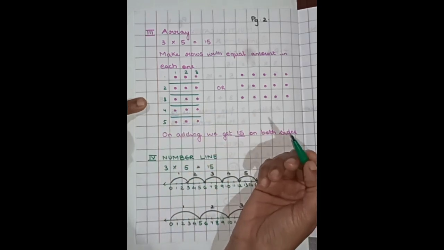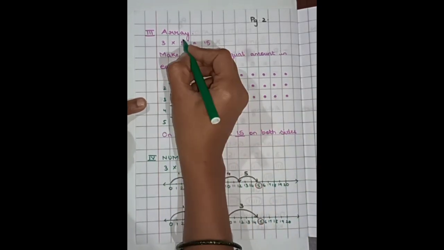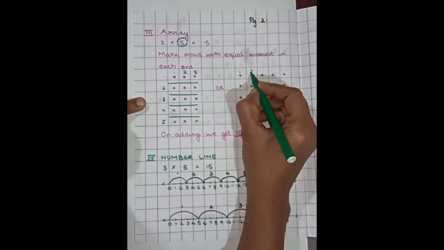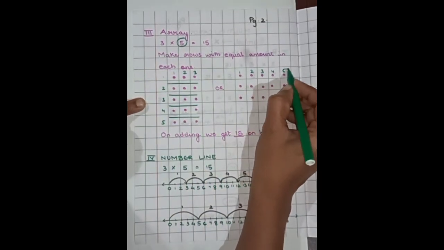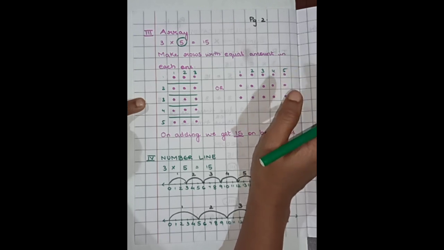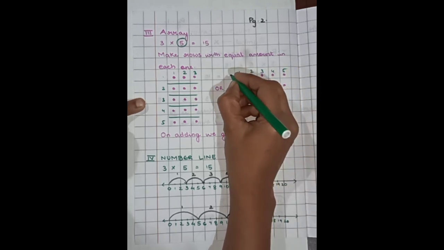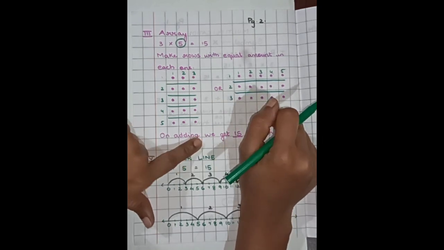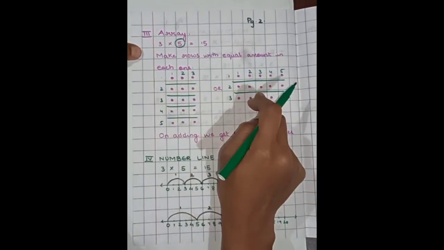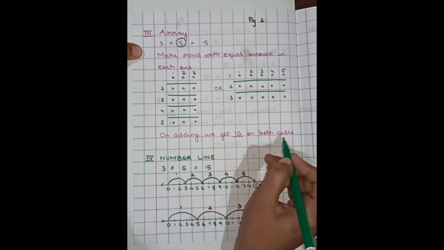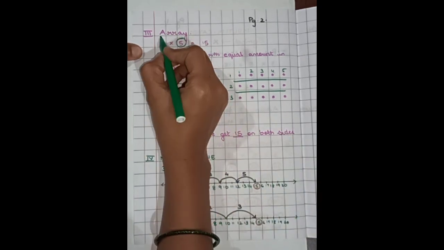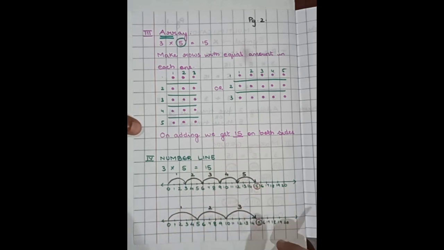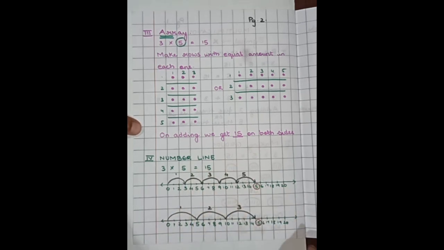You can see this? Very nice. So if you are taking 5 as a number, what you'll do is 1, 2, 3, 4, 5 dots, 5 boxes, 5 triangles, whatever you want to do, in 3 rows. On adding both these, we will get 15 as our answer. So this is the array method. Understood, children? So we are going to the next method, that is the number line method.